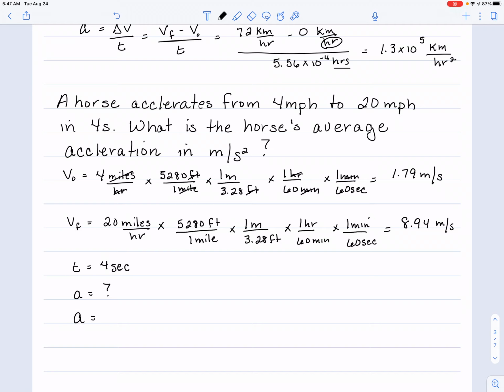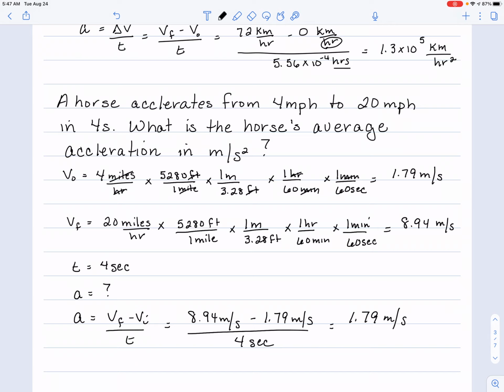So we know that the acceleration is final minus initial over time. So our final is 8.94 meters per second minus 1.79 meters per second. All that's going to be divided by 4 seconds, and our total answer will be 1.79 meters per second squared. So this problem gave us a bunch of conversion to practice, and you can see we had quite a long conversion string we were dealing with.